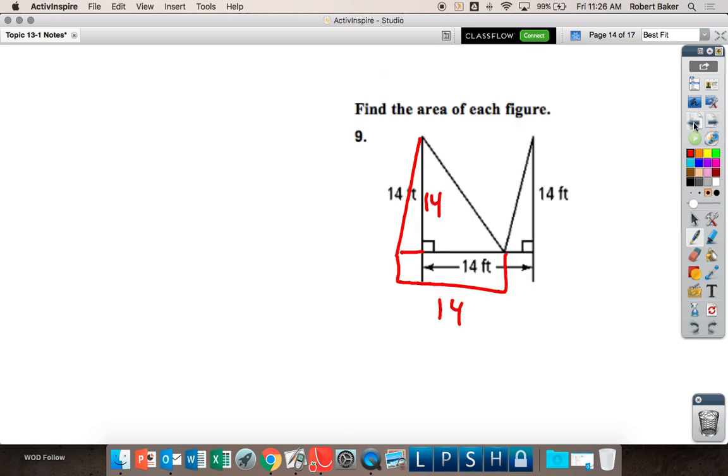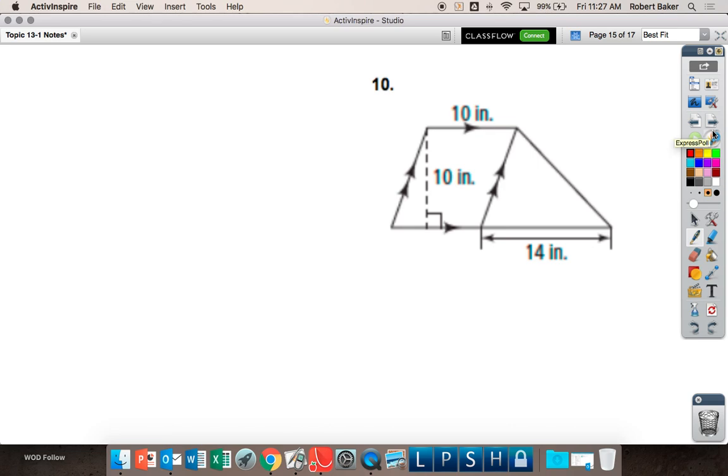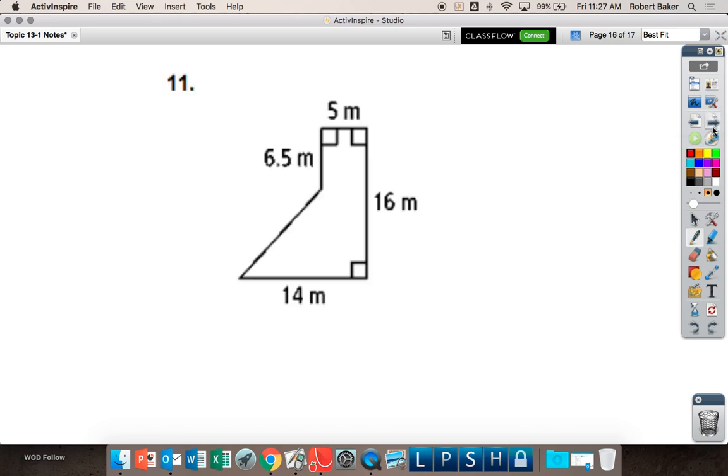It says find the area of each figure. So would that be both the triangles? It's just 98. The answer is 98. It doesn't want you to do it individually. There's not enough information to do that. It's just find the area of both of them together.